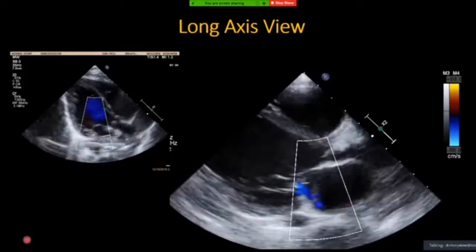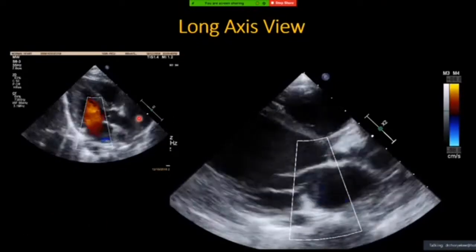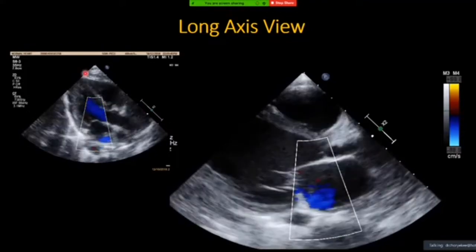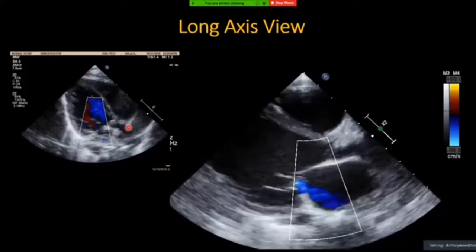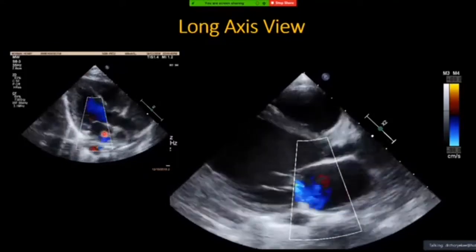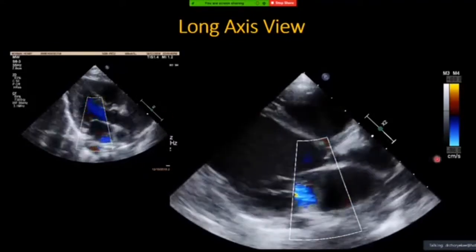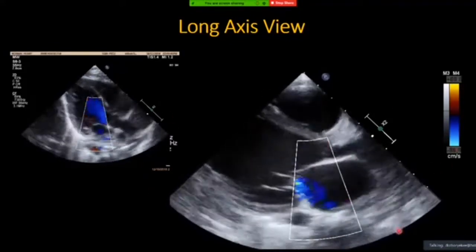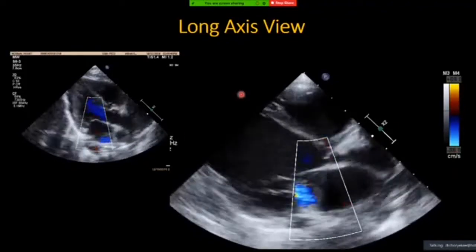Same thing here, all right? So we look at the long axis, and this is a normal patient. Looking at the flow, remember just now we studied the Doppler flow, red color, blue color, all right? So this is another patient, right? The patient's ultrasound, long axis.